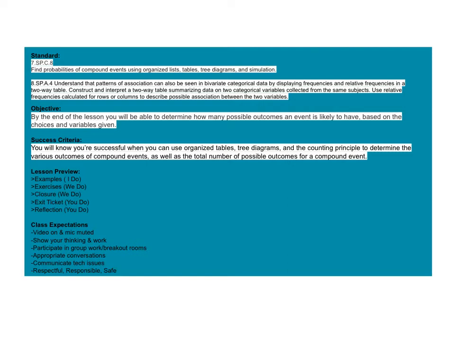By the end of this lesson, you're going to be able to determine how many possible outcomes an event is likely to have based on the choices in the variables that you're given. So you'll know you're successful when you can use organized tables, tree diagrams, and the counting principle. We're going to have 3 different strategies today to determine various outcomes of compound events, as well as the total number of possible outcomes for a compound event. Okay? We're going to get into some examples and exercises. You'll work a little bit in groups today. Close out the lesson and you'll do the exit ticket and reflection on your own.